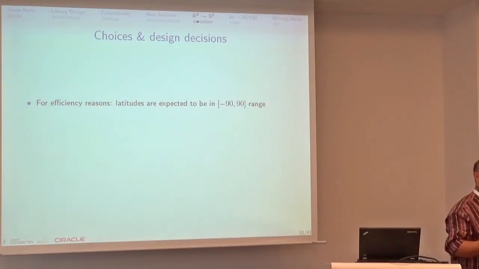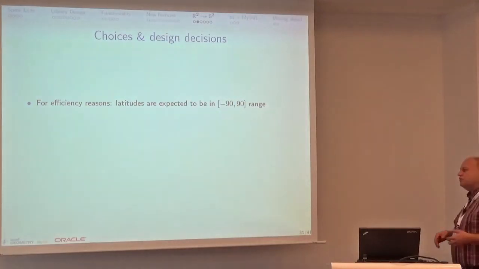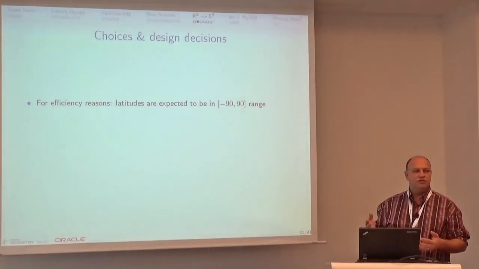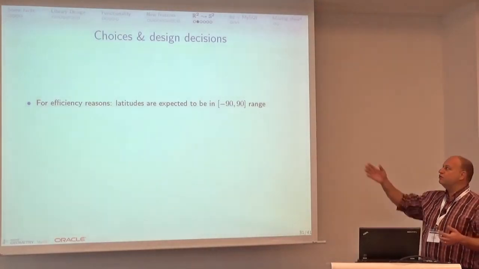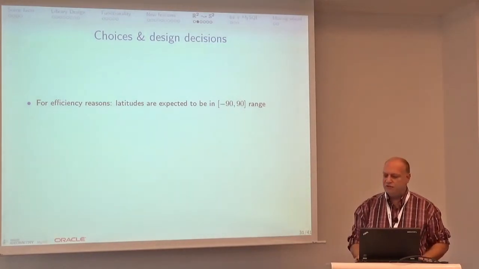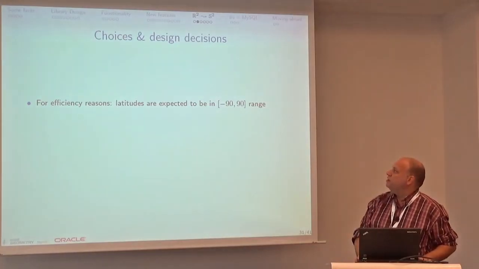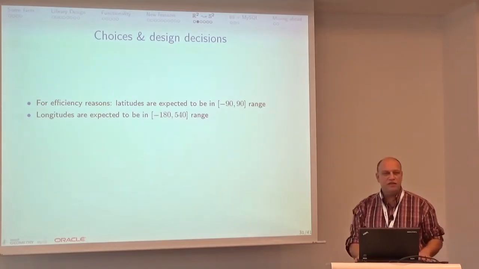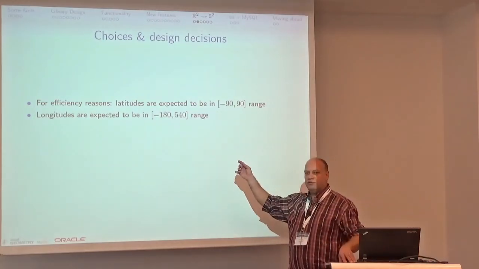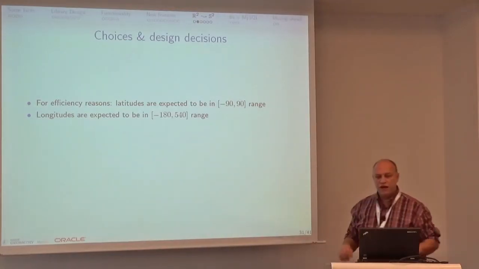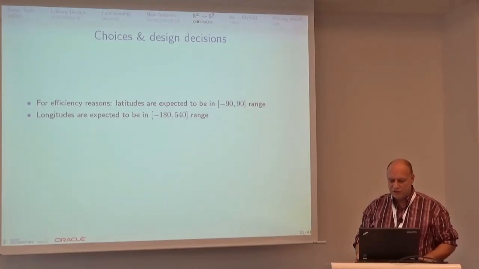As we were thinking about how to extend our functionality to the sphere and to the Earth, we decided a few things, and one of those is that latitudes should be expected from the user to be in that range. We don't really want to have latitudes that are wrapping around, but we want to restrict them in that range here. That's one decision. And the other is that longitudes are expected to be in that range. So this is minus 180 to 540. So this is minus pi to 3 pi. And there's a good reason for that. Hopefully you'll figure it out in the next few slides why it is the case.